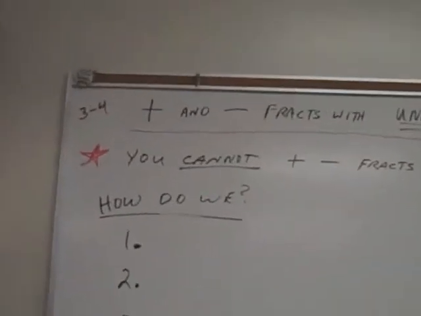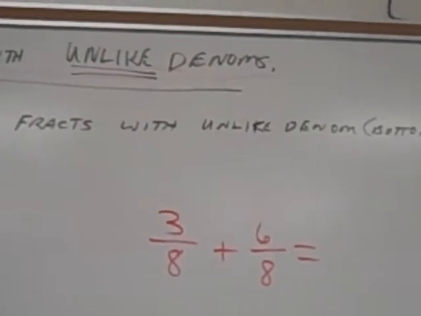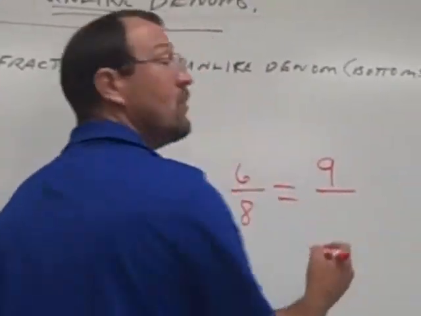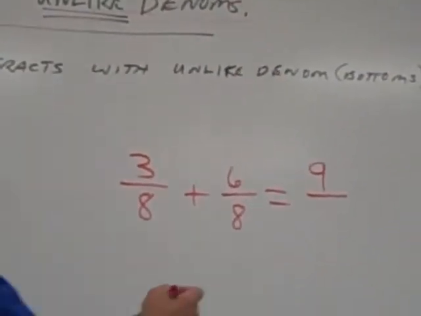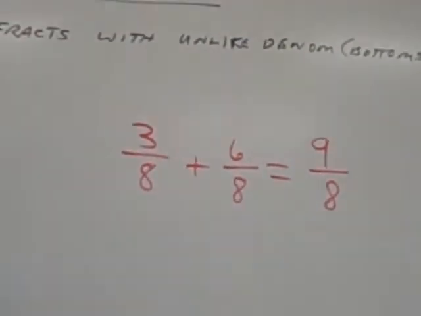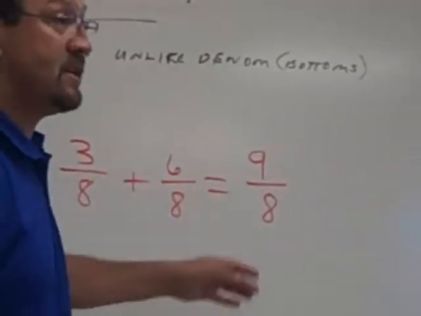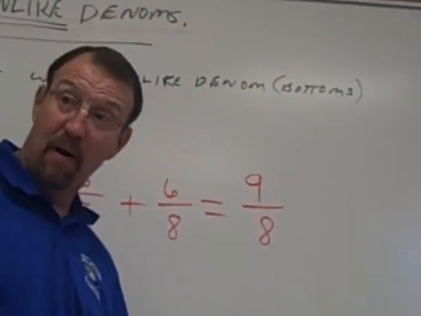What did we do if they were alike? No, we didn't add them. Add the tops, the numerators. 3 plus 6? 9. Now what was our denominator? 8. Stays the same. Then what did we do? Simplify. Now there was two kinds of simplify. Which kind is this? Improper simplify, meaning divide the bottom into the top.